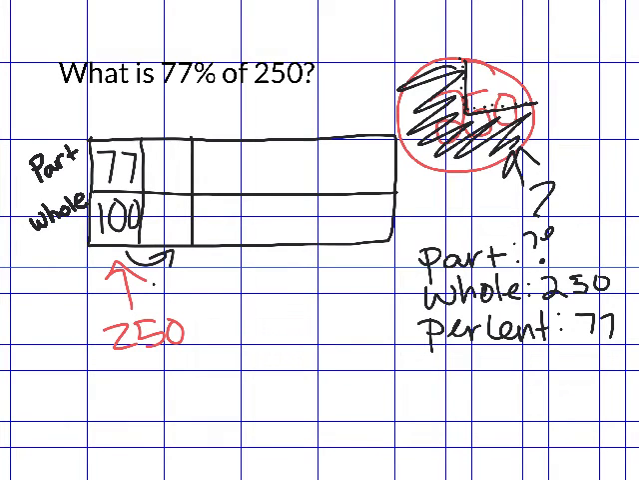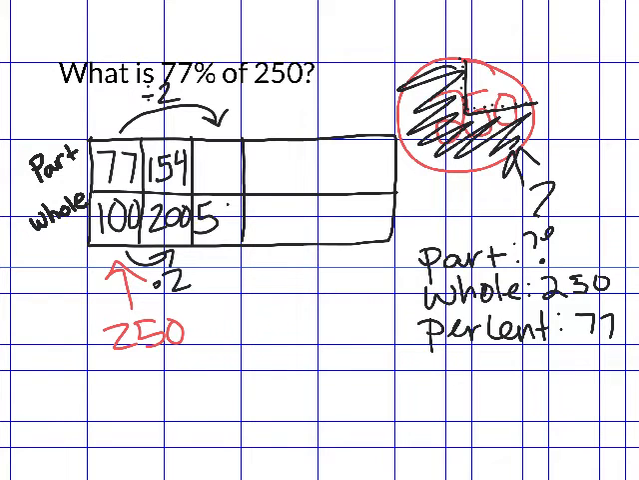Let's do times 2. That'll give us 200. And whatever I do to the bottom, I have to do to the top. So 77 times 2, that'll be 154. Okay, that's closer. It's still not 250 though. But it's only 50 away, and 50 is half of 100. So let's divide by 2. See what that looks like.